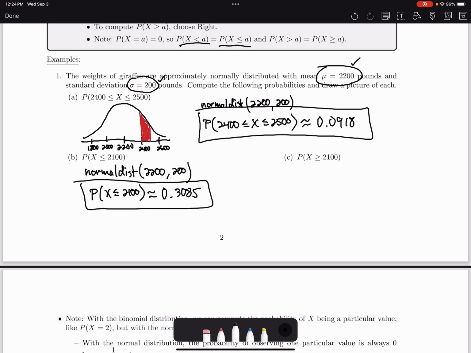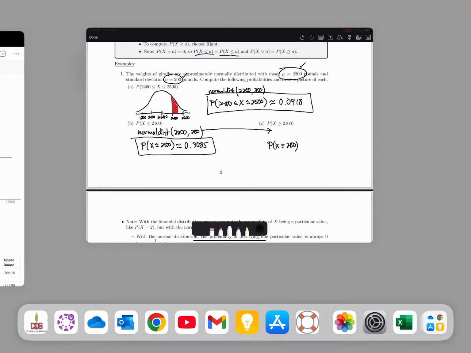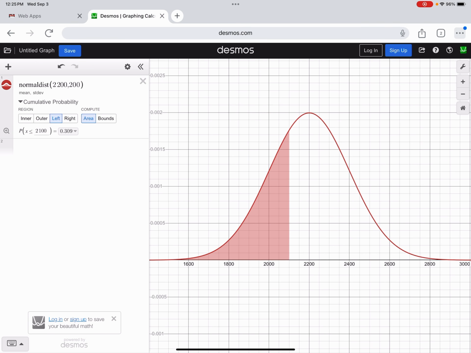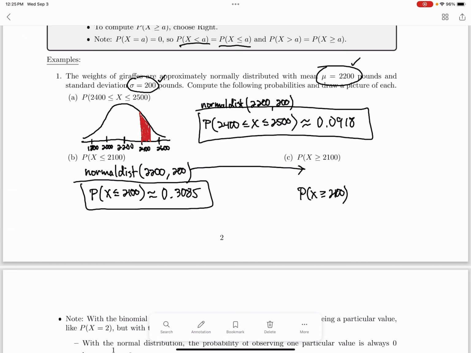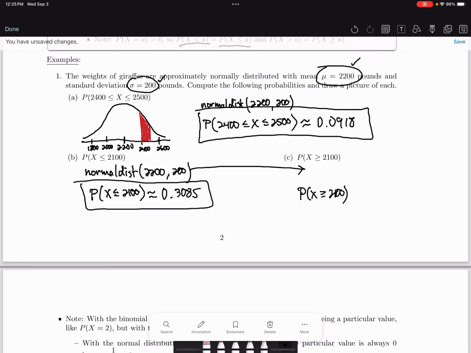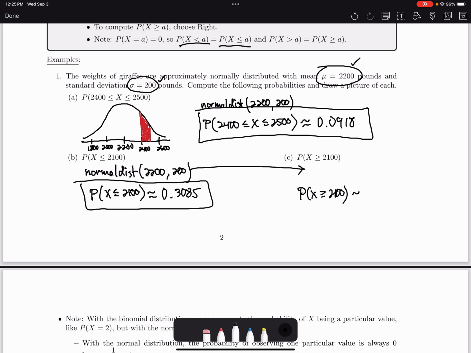And for part C, I would use the same distribution, right? The normal distribution, and I'm just going to put in the probability that x is greater than or equal to 2,100. I think this is going to require me to use the right distribution. So I'm going to click on area to the right, and there we go, 0.6915 approximately. Okay, 0.6915, that should be a 5.